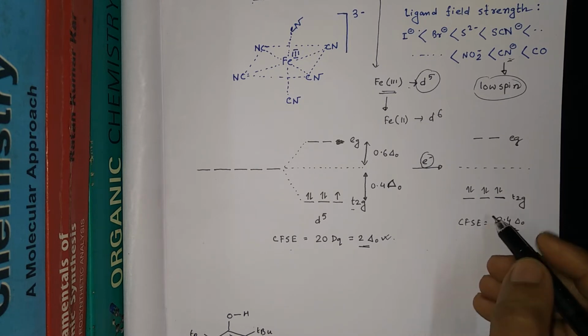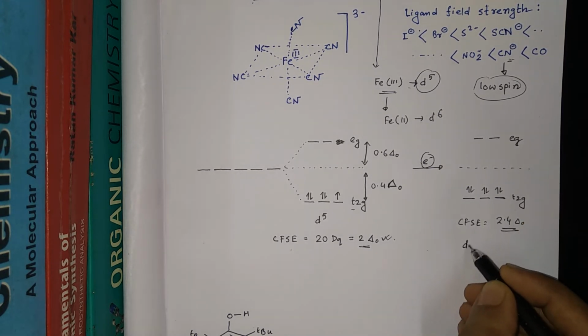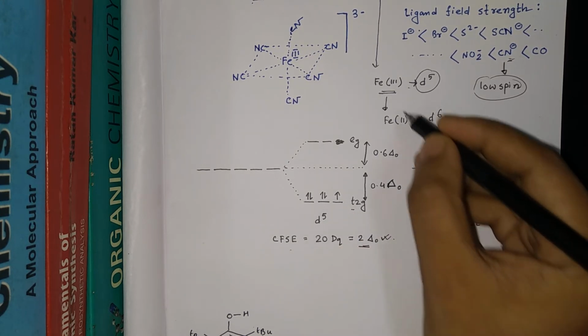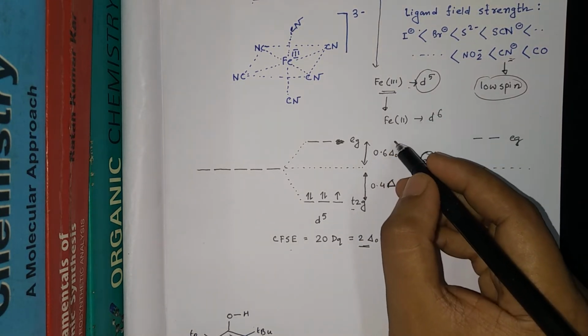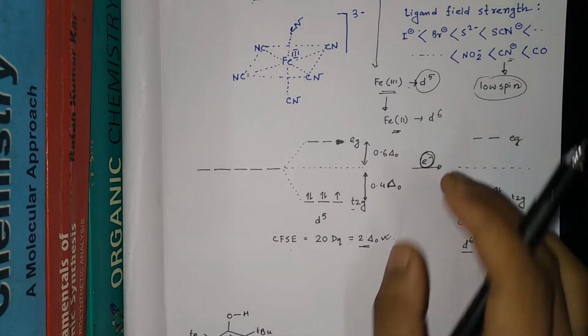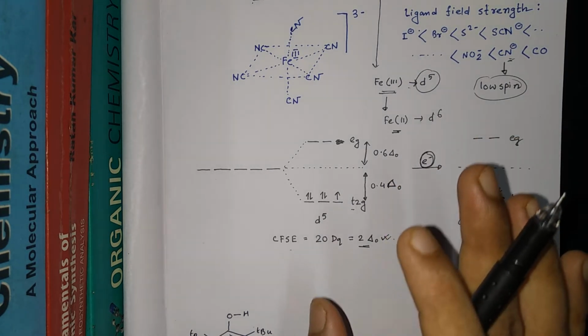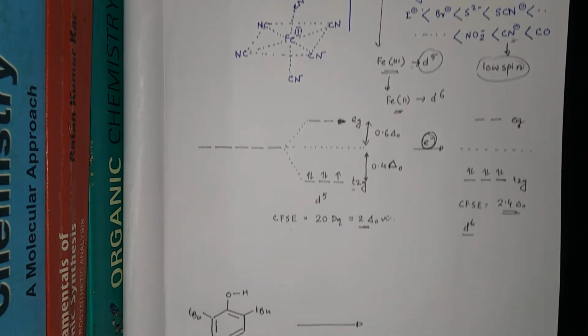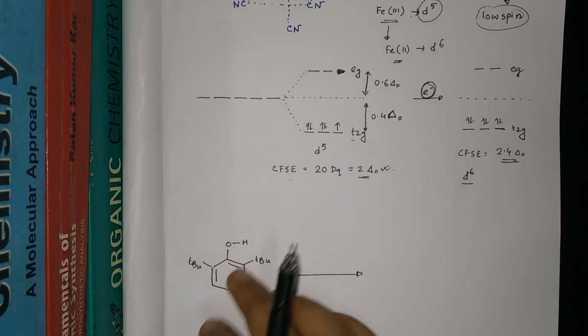That means this d6 low spin is more stable than the d5 low spin. Therefore, it will take 1 electron and it can easily reduce from Fe3+ to Fe2+. So that's why this complex is an electron acceptor. Okay, so this is the starting material that is given.